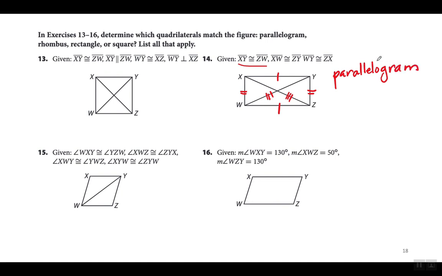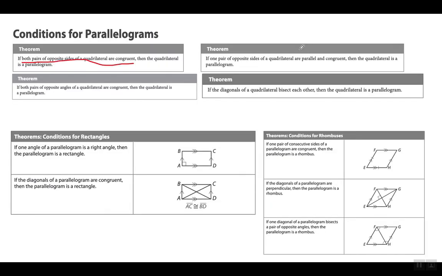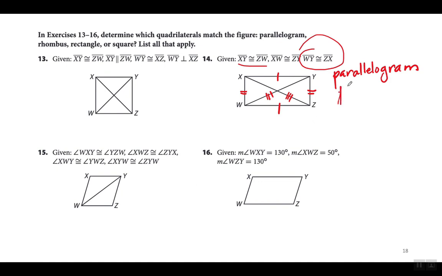Para hacer un paralelogramo, si los dos pares de lados opuestos son congruentes, entonces en un cuadrilátero, entonces sí es un paralelogramo. Y sí tenemos esa condición. All right, now over here, it says that the diagonals are congruent. So let's check if it's a rectangle. And right here it says if the diagonals of a parallelogram are congruent, then the parallelogram is a rectangle. Si los diagonales de un paralelogramo son congruentes, entonces es un rectángulo. So yes, it's a rectangle.